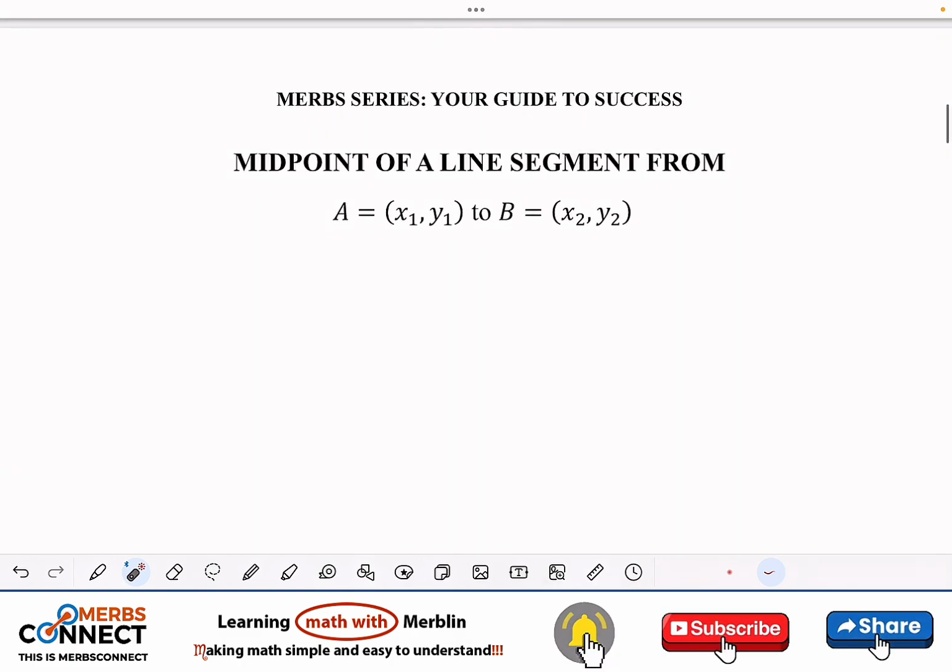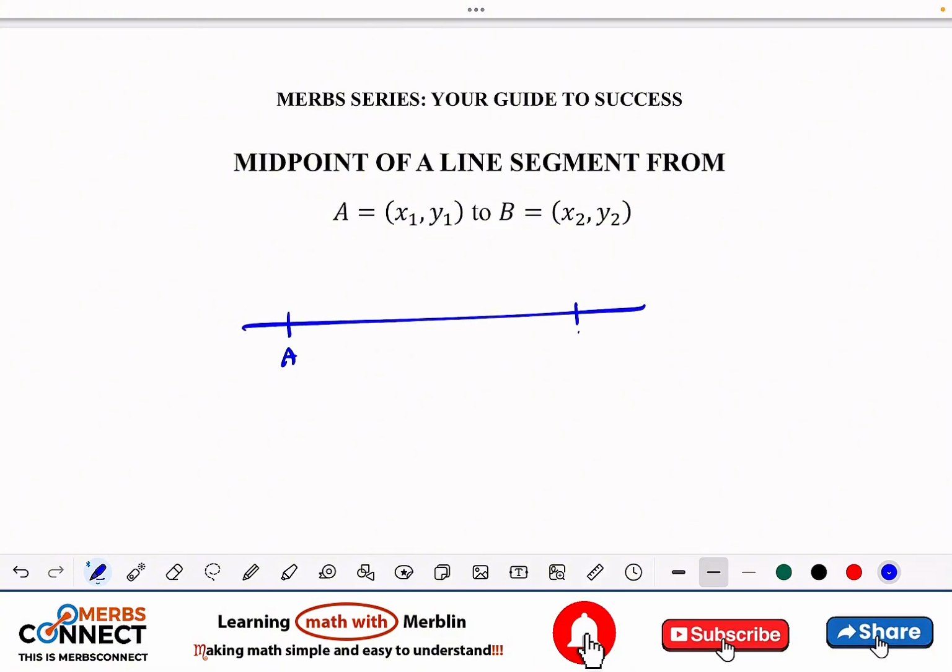Let's talk about midpoint, right? Let's talk about the midpoint of a line. If I have A and if I have B, and we are talking about the midpoint, the point that divides this into two, let me say that this is the midpoint somewhere here, right?